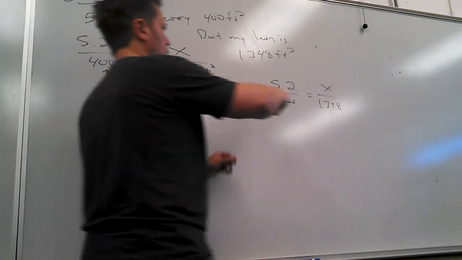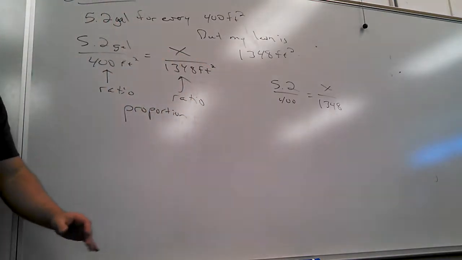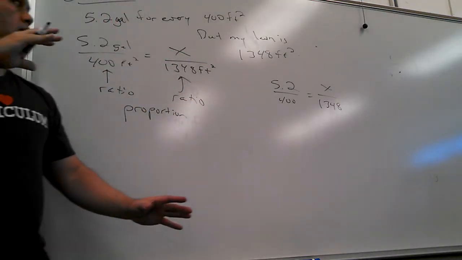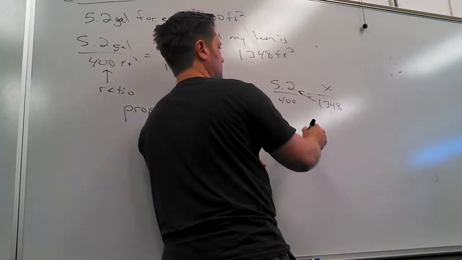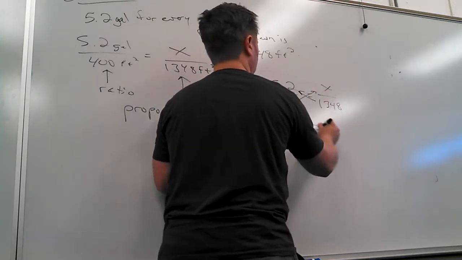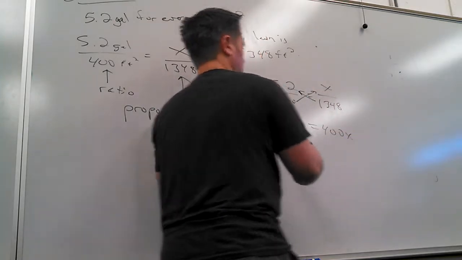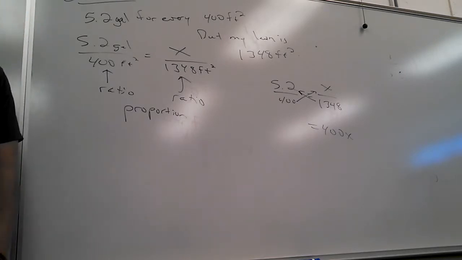So how do I cross multiply? 1348 times 5.2, okay, 1348 times 5.2 equals x. And then on the other side would be 400x. I'm just doing the pure textbook thing. There are a lot of shortcuts you can take, but I'm not going to. The amount you get from 5.2 times 1348 is going to be the left of the equal sign.